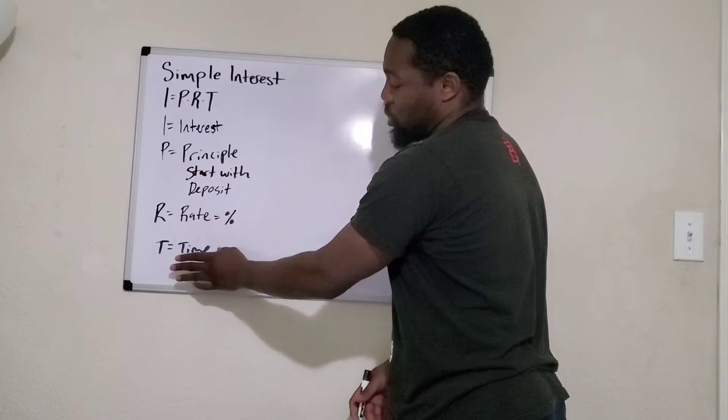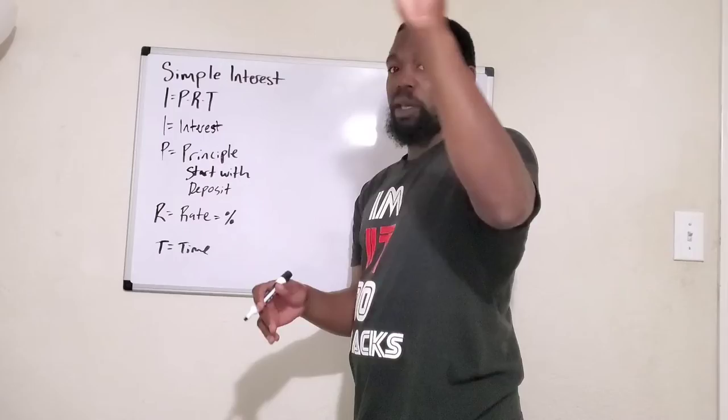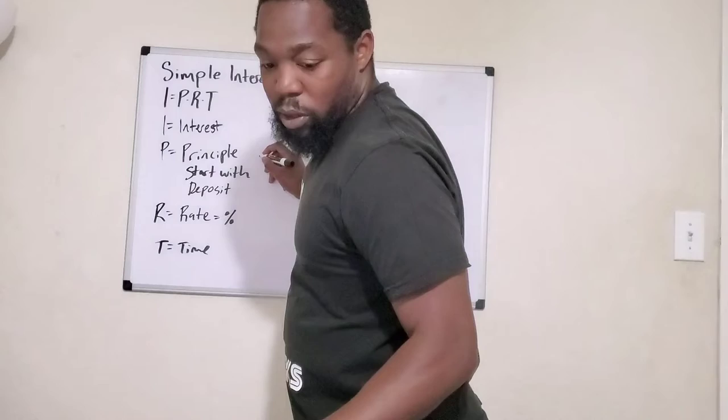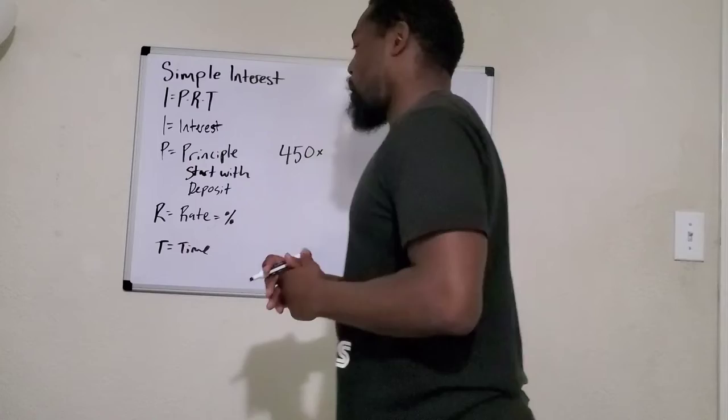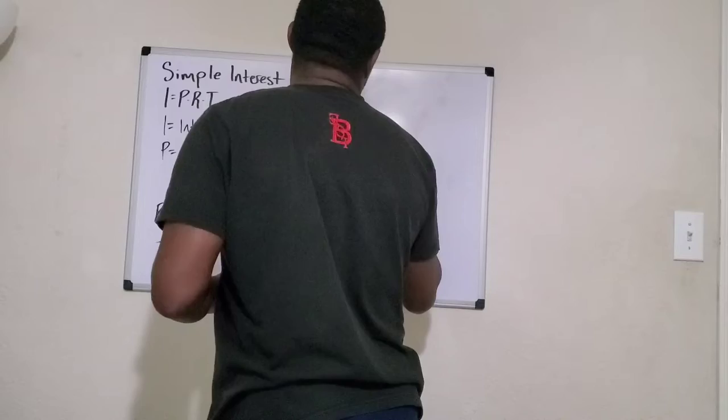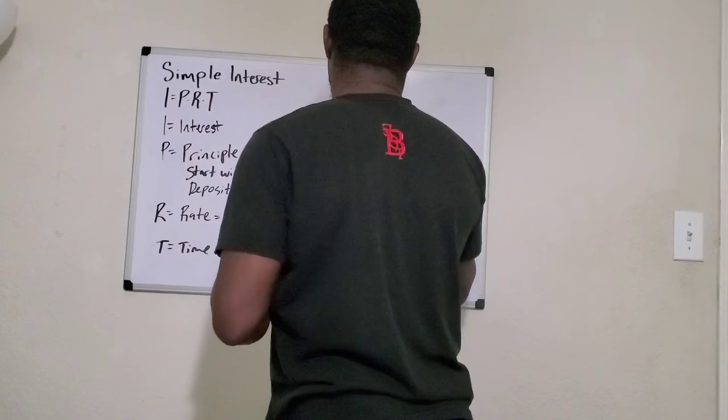So we're going to take those numbers that we have and just plug them in, right? So the principal was $450. We're going to multiply that by our interest rate, which was, and I'm going to write it this way, so don't be alarmed, 1.5%, and over 6 years time, right?